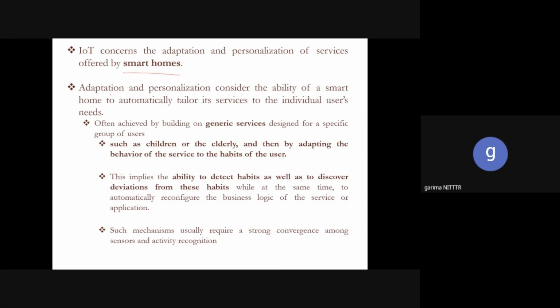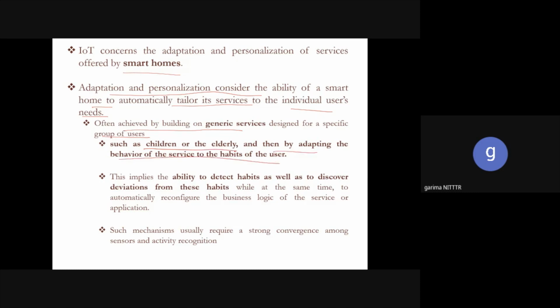One part is adaptation and personalization, considering the ability of a smart home to automatically tailor its services to individual user needs. With a smart home, we consider that our services or requirements should be satisfied by the utilization of machines or the different types of applications provided by IoT. This is often achieved by building on generic services designed for a specific group of users. It means your applications can be generic, or they can be specific, and for the smart home they have identified children or the elderly, and then adapting the behavior of the service to the habits of the user.